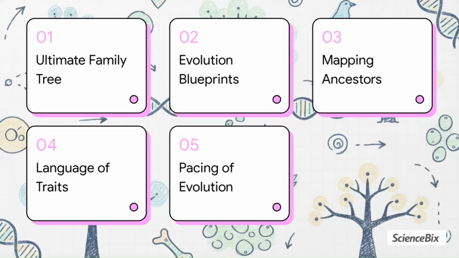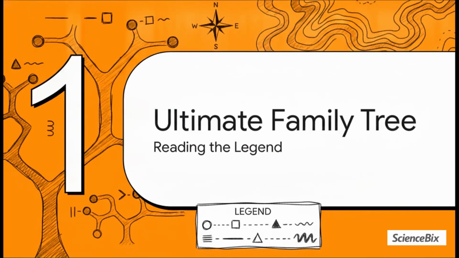We have an awesome itinerary ahead of us today. We're starting off with the ultimate family tree, then moving into the blueprints of evolution, mapping ancestors and descendants, learning the language of traits, and we'll wrap things up by looking at the sheer pacing of evolution itself. All right, part 1, the ultimate family tree and how to read the legend.